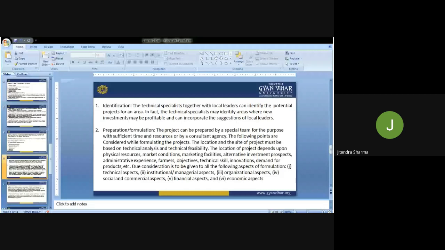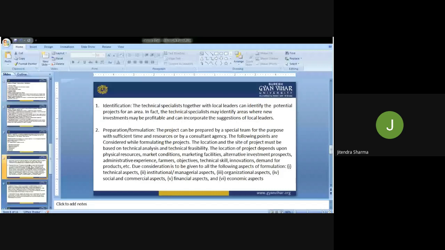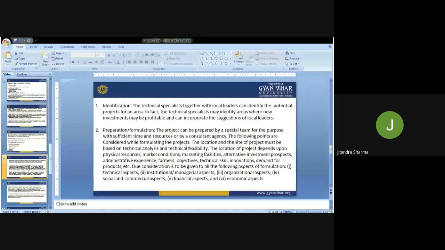So the following points are considered while formulating the project. The location and site of the project must be based on technical analysis and technical feasibility. The location of the project depends upon physical resources, market conditions, market facilities, alternative investment aspects, administrative experience, farmers, objectives, technical skills, innovation, demand for the product, etc. Due consideration must be given to all the following aspects: the technical aspect, institutional, managerial and organizational aspects, the social and commercial aspect, financial aspect, and economic aspect. I have already mentioned these while discussing the aspects of project consideration.